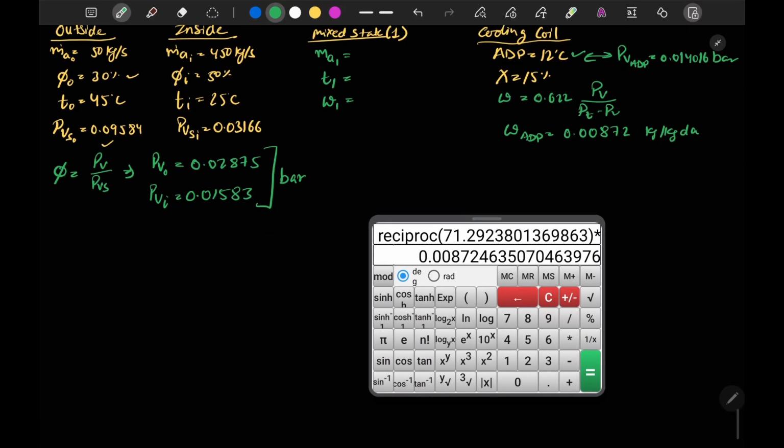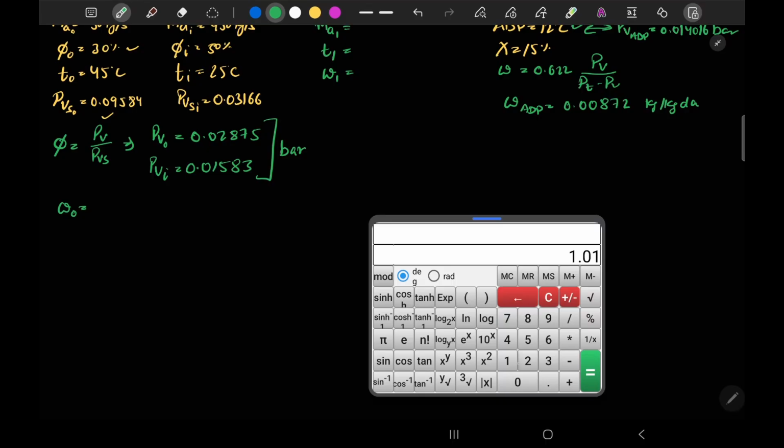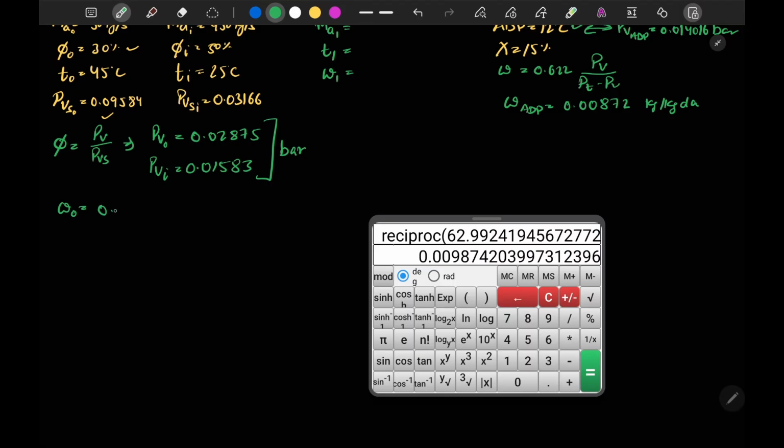Similarly, we can calculate the value of omega outside air. This is 1.013 divided by PV outside, 0.01583, minus 1, inverse, into 0.622. So this value comes out to be 0.00987 kg per kg of dry air.